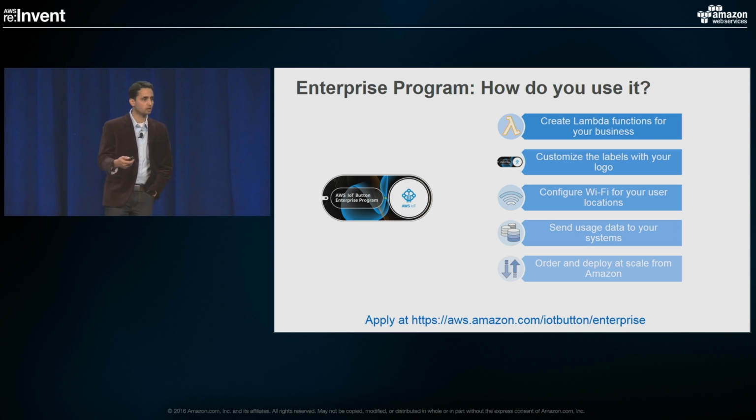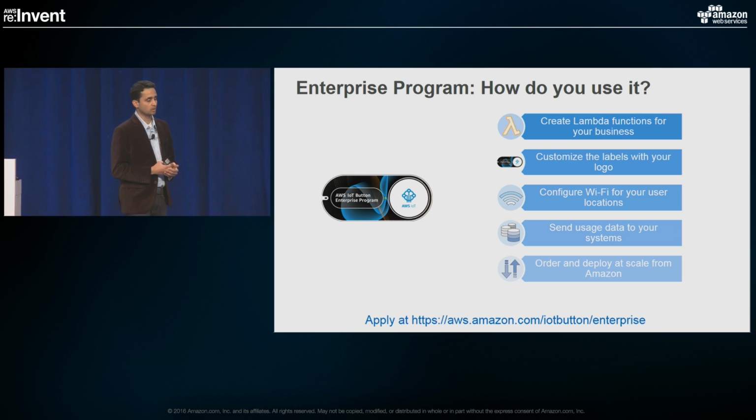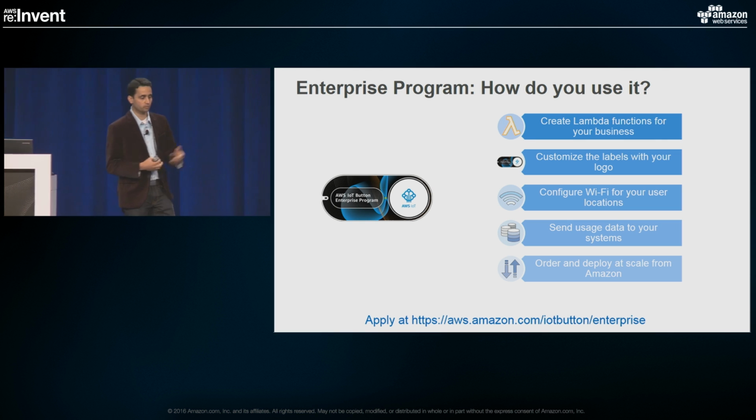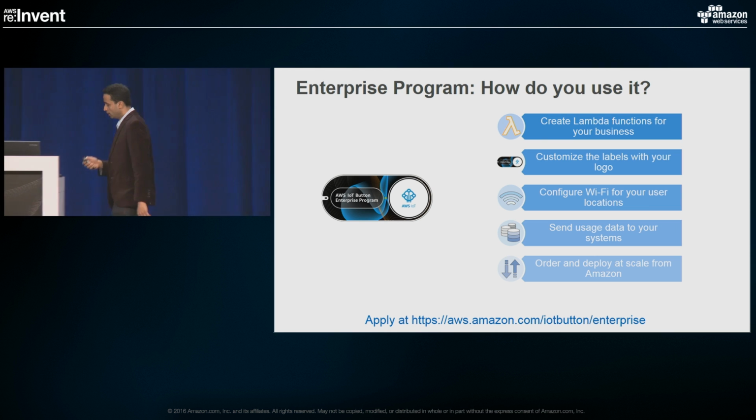So you can understand your customers better, you can engage with them better, you can get analytics and understanding of how are they actually using these services that you have instant engagement with using the button. And you can order and deploy these at scale from us. Today, we're announcing that you can apply for this enterprise program. We have a URL there, and it will also be available on our marketing site, so you can go and look at that and sign up.